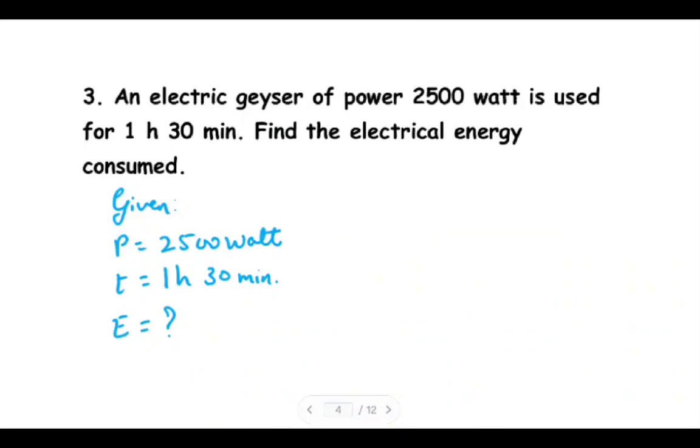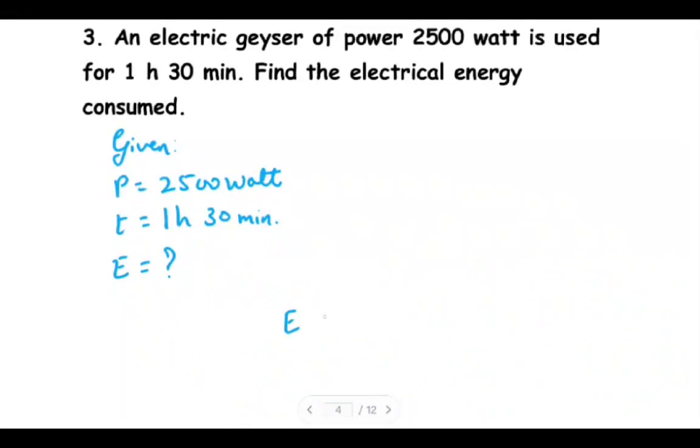So electrical energy is equal to kilowatt into hour. I have to convert the power into kilowatt. So I'm going to divide this by 1000, zeros cancel, 2.5 kilowatt. If you want something in kilowatt, divide it by 1000. If you want something in watt, multiply it by 1000.